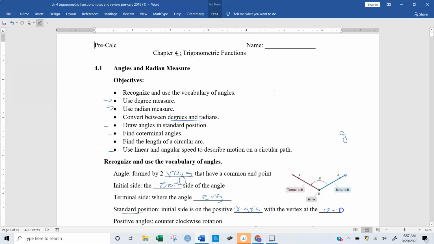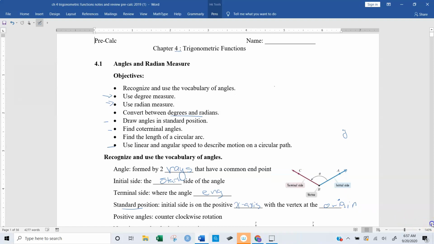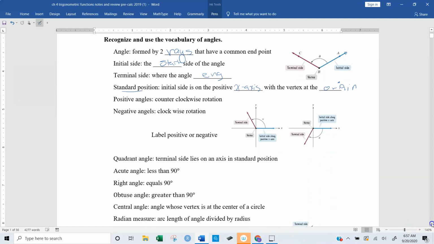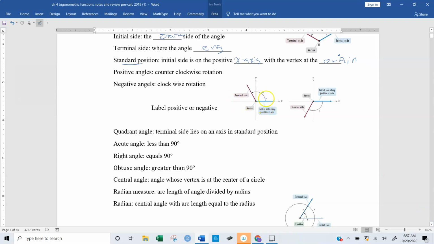Whoops. There it goes. Oh, that looks terrible. I hope you can read that. Okay. Positive angle just means it goes counterclockwise, so it starts here and goes this direction. Negative angle also starts at the x, but this time it goes in a clockwise motion.